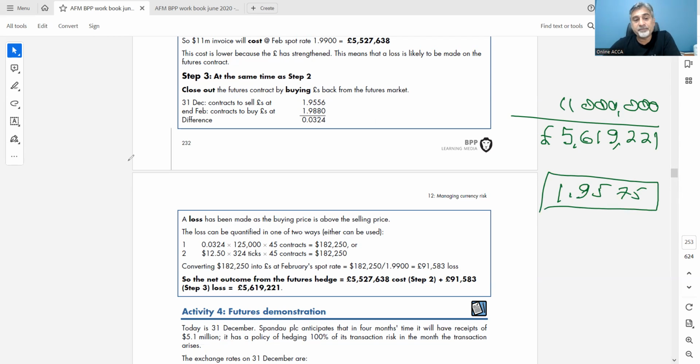Although I did get the 1.99 rate, some of that went into my loss. Remember, gain and loss are settling each other. You actually got a rate of 1.99. But after getting 1.99 from there, you made a loss of 91,000 as well. So the effective exchange rate for this transaction is 1.9575.